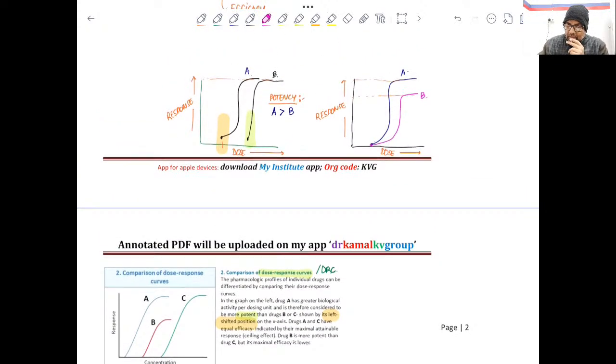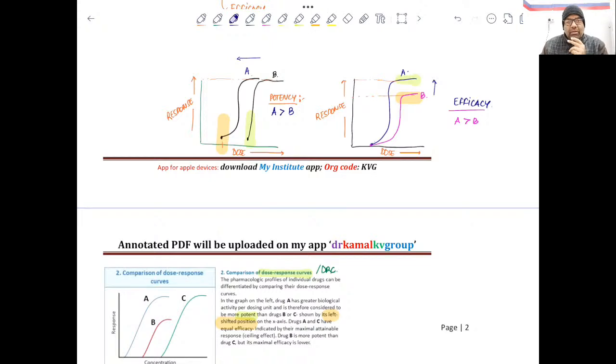Now the drug which is at a higher level as compared to the other drug will be more efficacious. So if I write, this is in terms of efficacy. Clear? So efficacy is on the vertical axis and potency is on the horizontal axis.